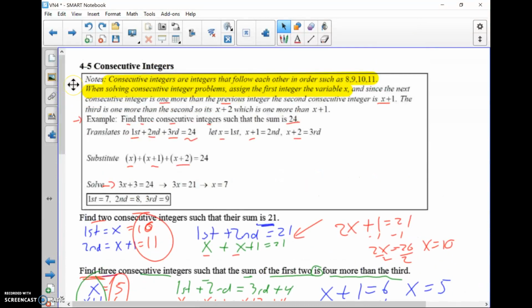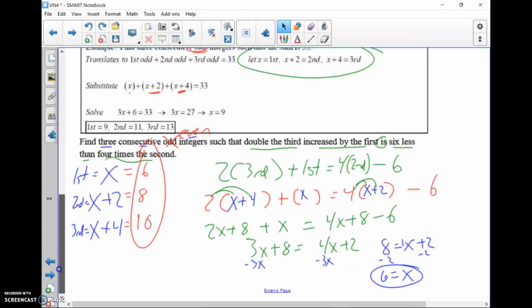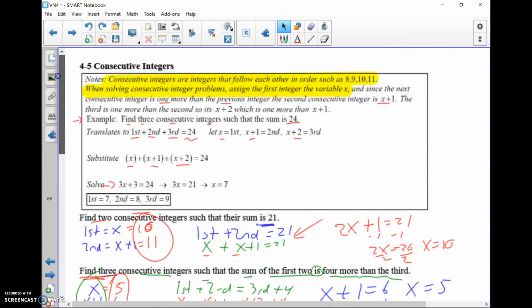All right, so that's consecutive even, odd, and regular consecutive integers. So remember, if it doesn't say even or odd, it just goes x, x plus 1, x plus 2, x plus 3, and so on. But if it's even or odd, it's the same procedure. It goes x, x plus 2, x plus 4, x plus 6, and so on. All right, that's consecutive even and odd integers and consecutive integers in general.